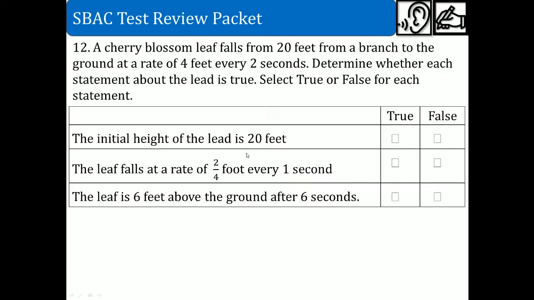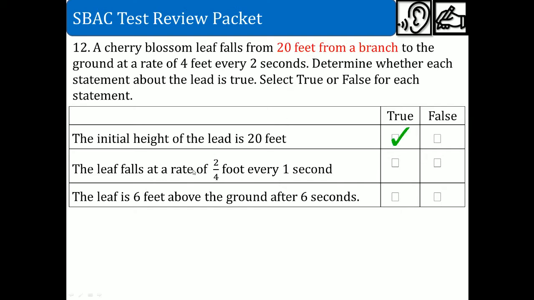Okay? Number 12. A cherry blossom leaf falls 20 feet from a branch to the ground at a rate of 4 feet every 2 seconds. Determine whether each statement about the leaf is true. Select true or false for each statement. The initial height of the leaf is 20 feet. It starts from 20 feet, so that is true. 20 feet from a branch.